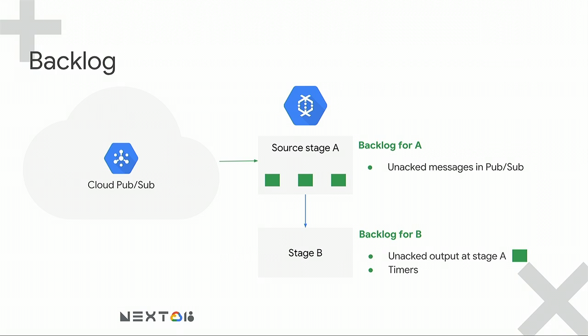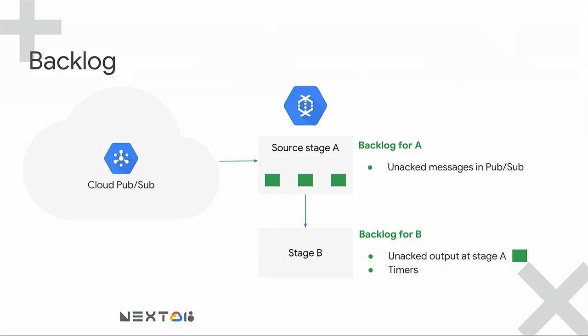So let's talk for a second about backlog. So here we have Cloud PubSub, so a bunch of data coming from Cloud PubSub into our pipeline. Presumably there is a publisher out there that is pushing data into Cloud PubSub. And remember, we had two stages in this pipeline, stage A and stage B. Stage A is the stage that's pulling data from PubSub. So the first thing we want to measure is what is the backlog for stage A?